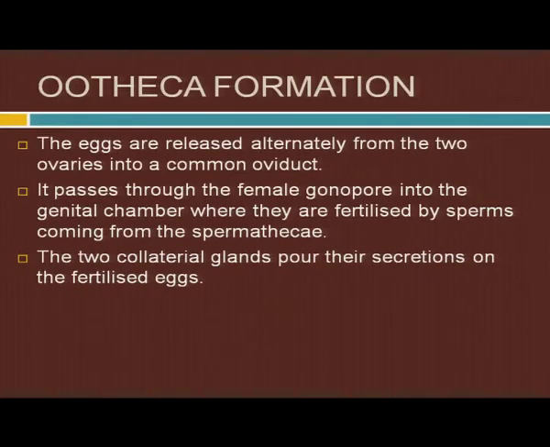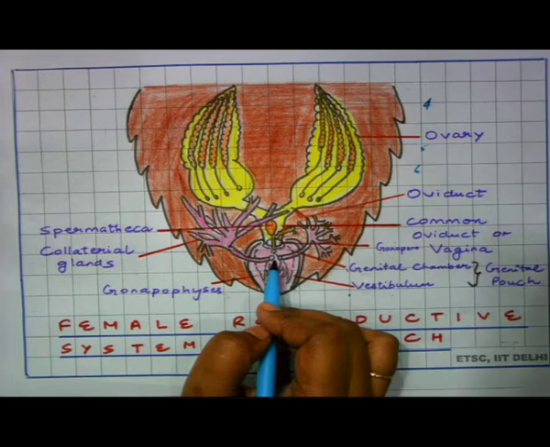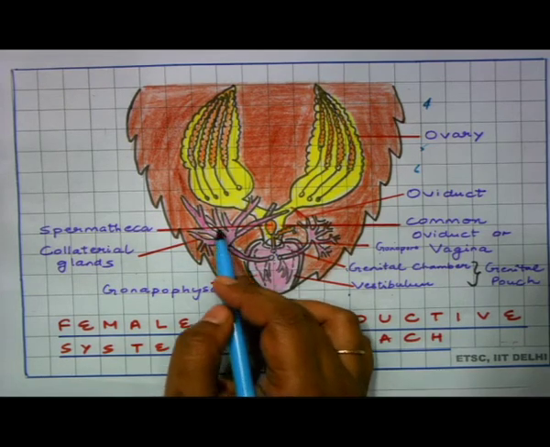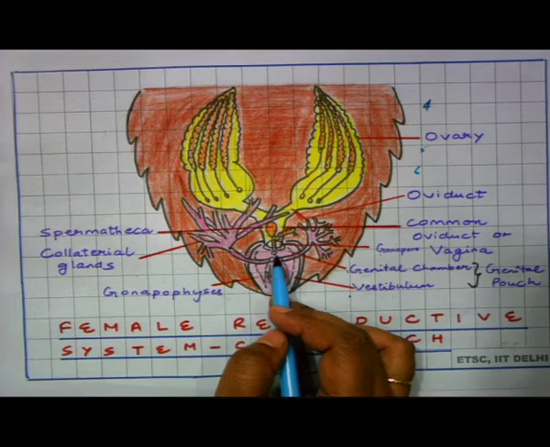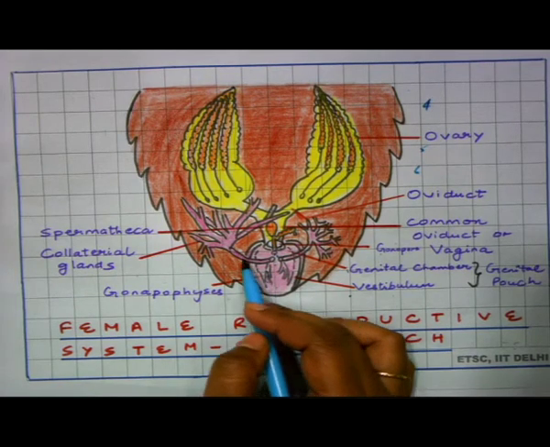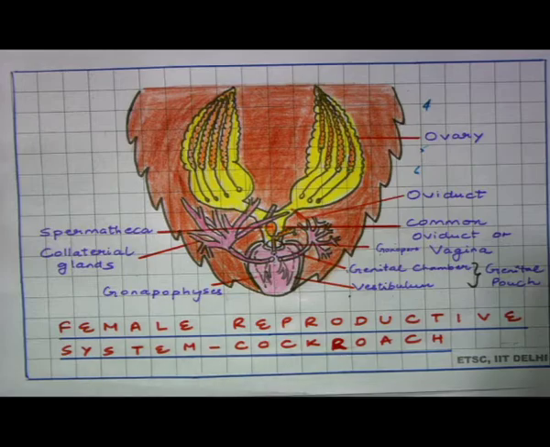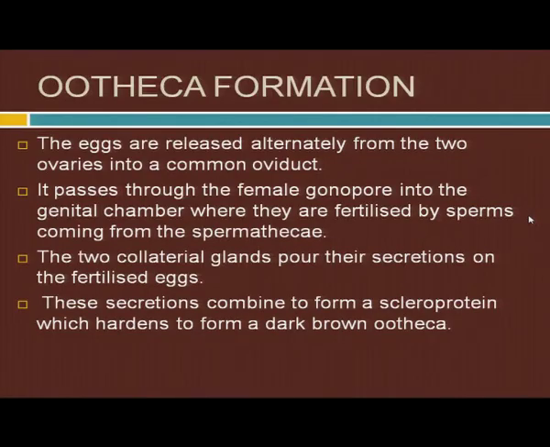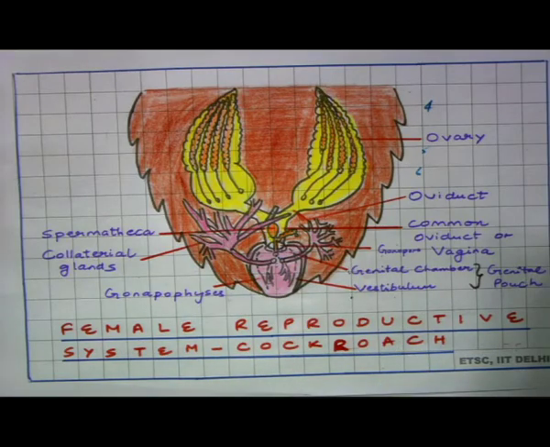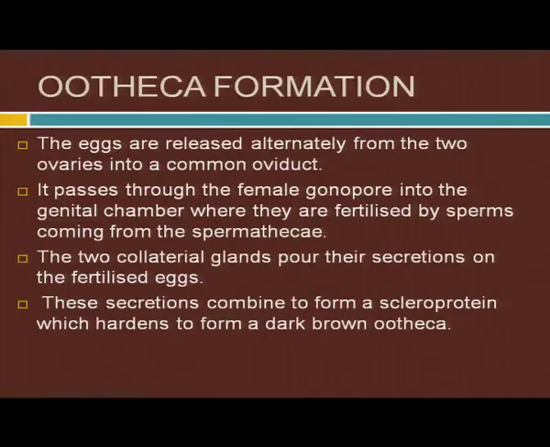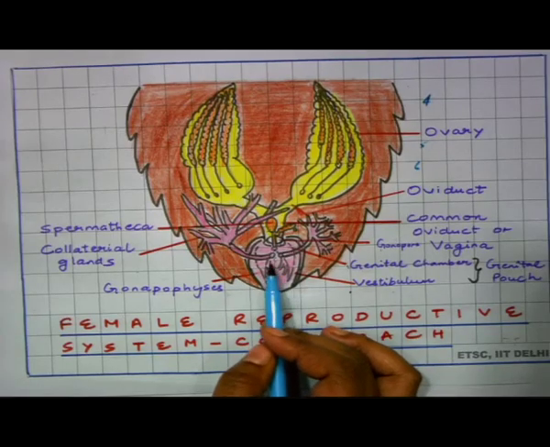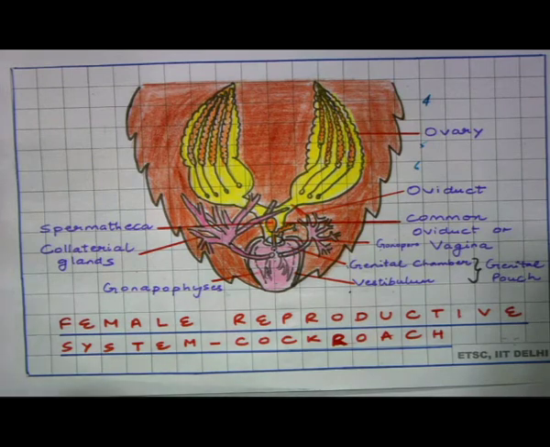The two collateral glands pour their secretions on the fertilized eggs. The secretion is coming out of the collateral glands and is added upon the fertilized eggs, and what happens? Because of these secretions, they combine to form a scleroprotein and harden to form a dark brown ootheca. So, these secretions are important for the fertilized ova to get together and form a coating of scleroprotein over them, which hardens and leads to the formation of a dark brown ootheca.